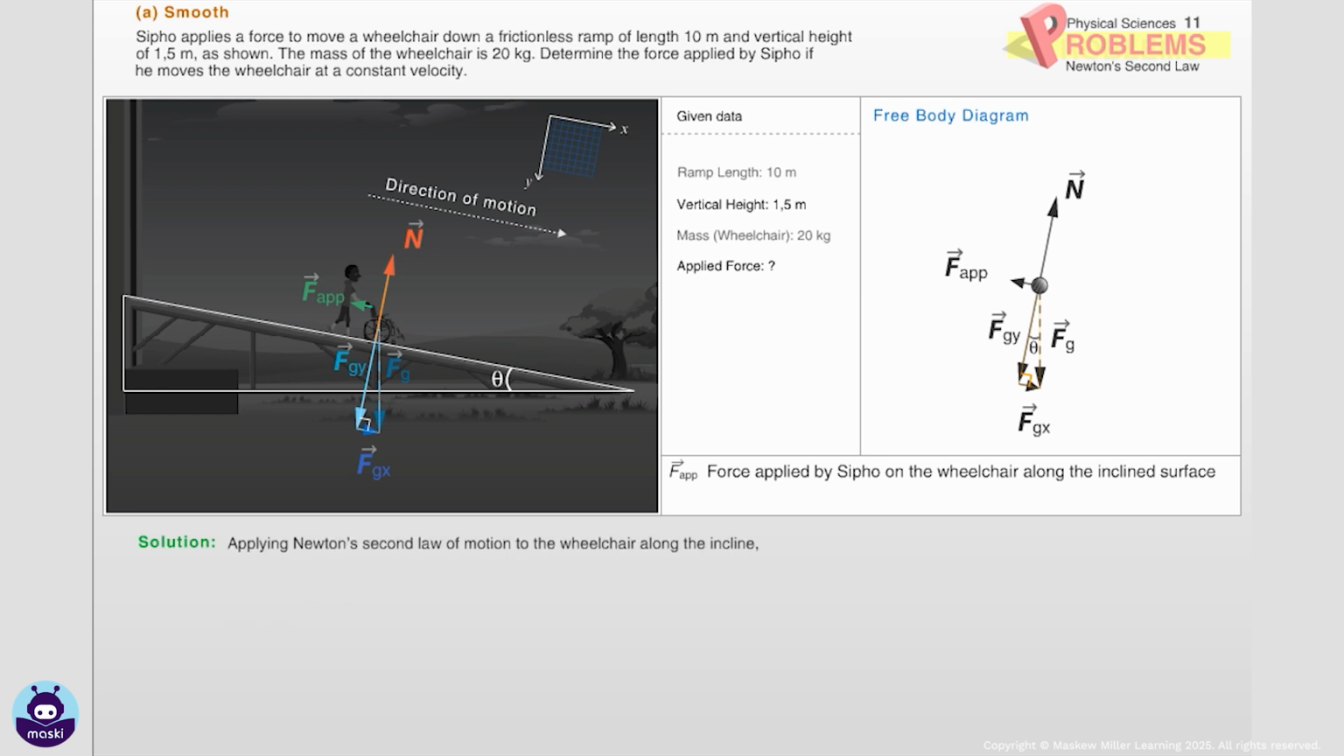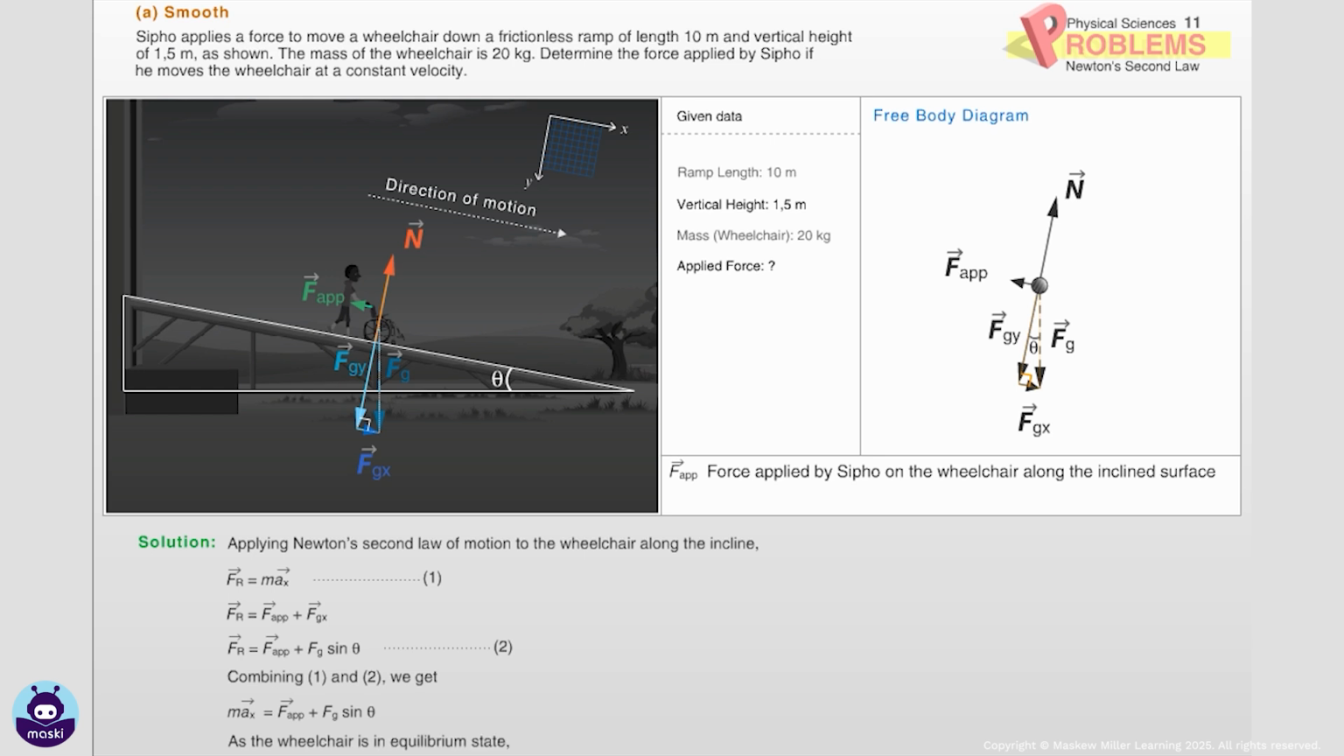We can apply Newton's second law to the motion of the wheelchair along the incline. Vector Fr equals m vector Ax. Vector Fr is the vector sum of the forces along the incline. Therefore, vector Fr equals vector F applied plus vector Fgx. Taking the direction towards the bottom of the incline as positive, we get vector Fr equals vector F applied plus Fg sine theta. Combining 1 and 2, we get m vector Ax equals vector F applied plus Fg sine theta.